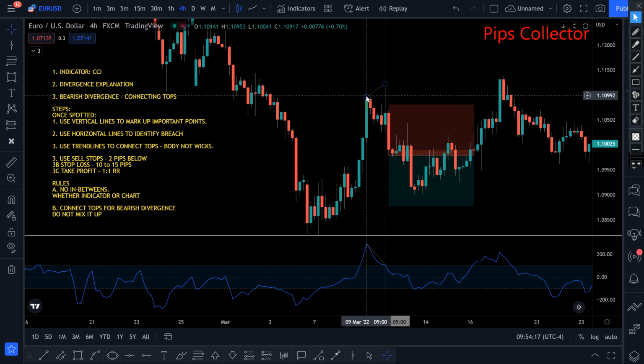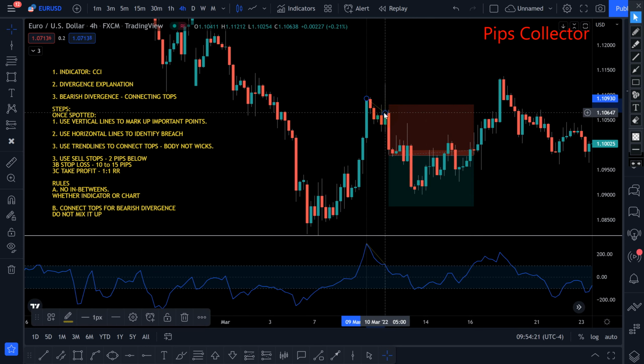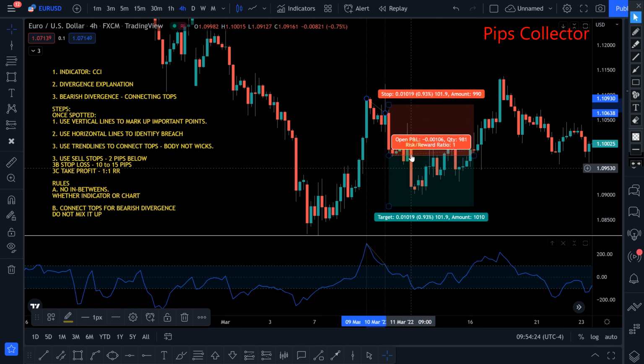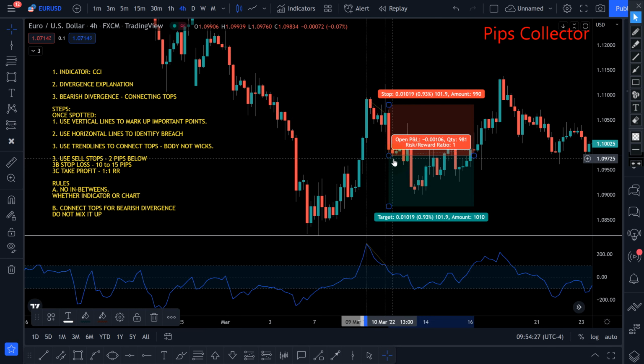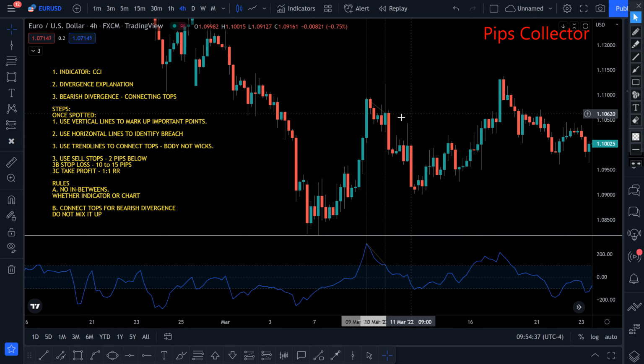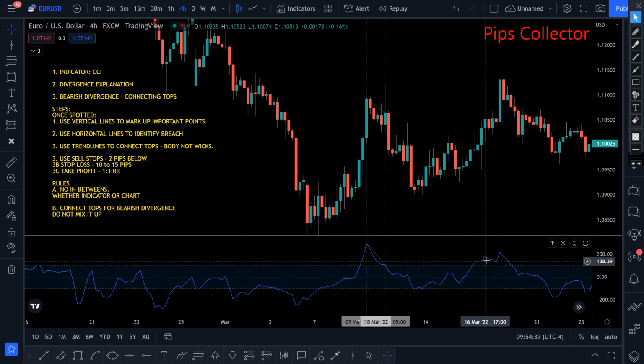If you connect this body instead of the wick to this body, there is no divergence because this is coming down, this is coming down. So you would not even be in this trade. You would not be in this trade. Okay? So where you should connect is you come to the next peak here.